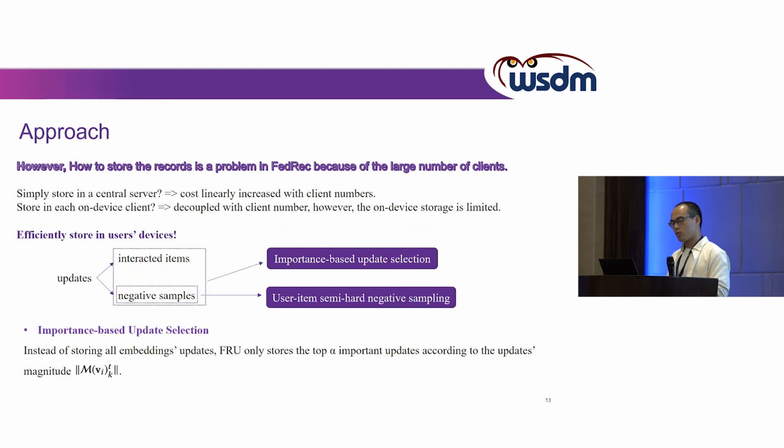To reduce the whole cost, we propose an importance-based update selection method to select some important items to store. And to reduce the number of negative samples, we find a more efficient sampling method that still achieves comparable performance. So for the importance-based update selection, instead of storing all the embedding updates, we only store important updates according to their magnitudes. And in our experiments, we find that even if we discard half of the updates, we can still achieve comparable performance.